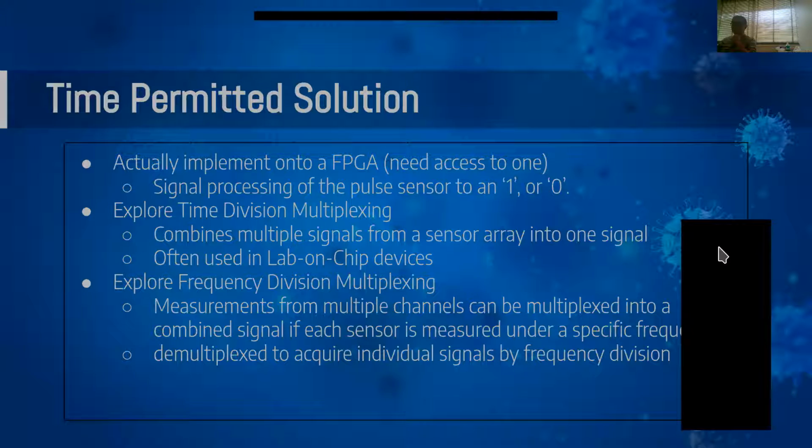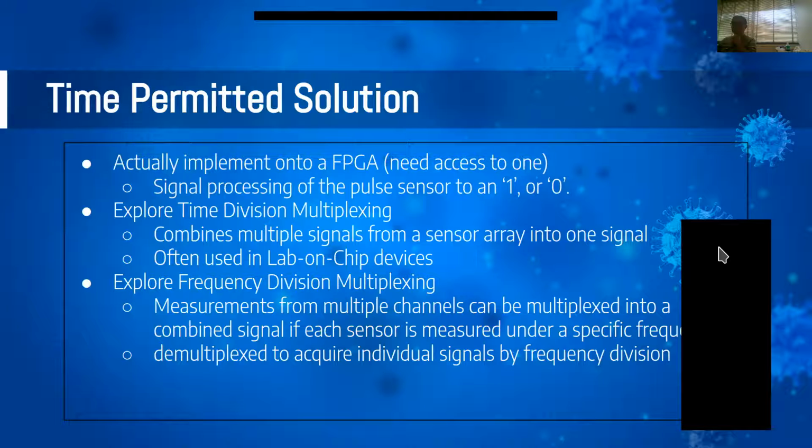And then what I want to do, time per minute using. I've never worked with an FPGA before, so I would like to try to implement this on FPGA. I think that would be an interesting thing to try out. And then, assuming I have time permitting, I will also want to explore time division multiplexing and frequency division multiplexing. Both of those are used a lot in lab on chip devices. I think that'd be cool to explore.